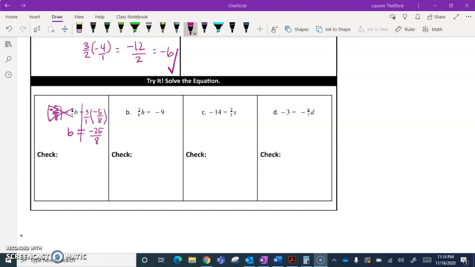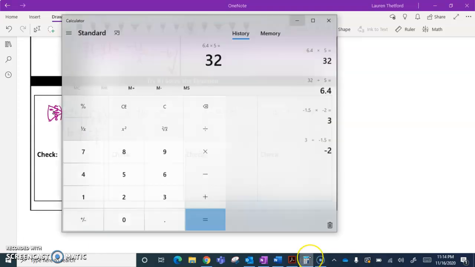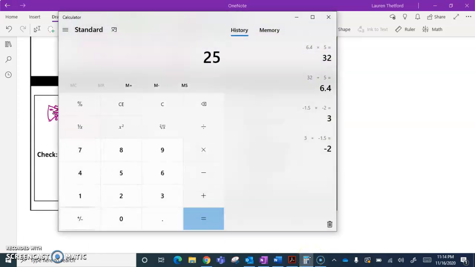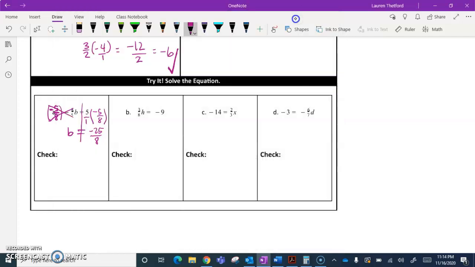However, you could turn it into a decimal, so you could do negative 25 divided by 8 and get a decimal. However, when we check our work, you'd have to turn it back into a fraction. So Big Ideas will actually take this as your answer. So that's what we're going to keep it as. Unless it tells you to write it as a decimal, you can keep it as an improper fraction.